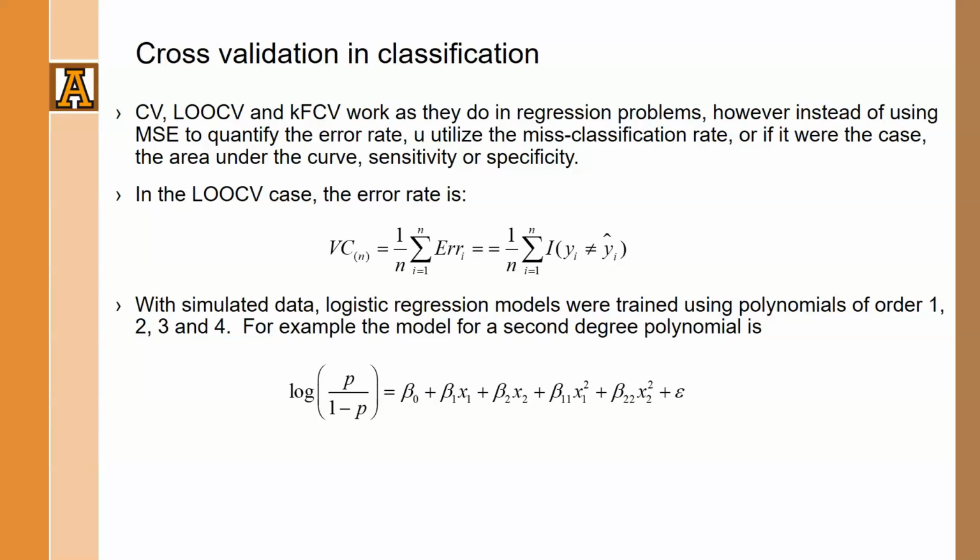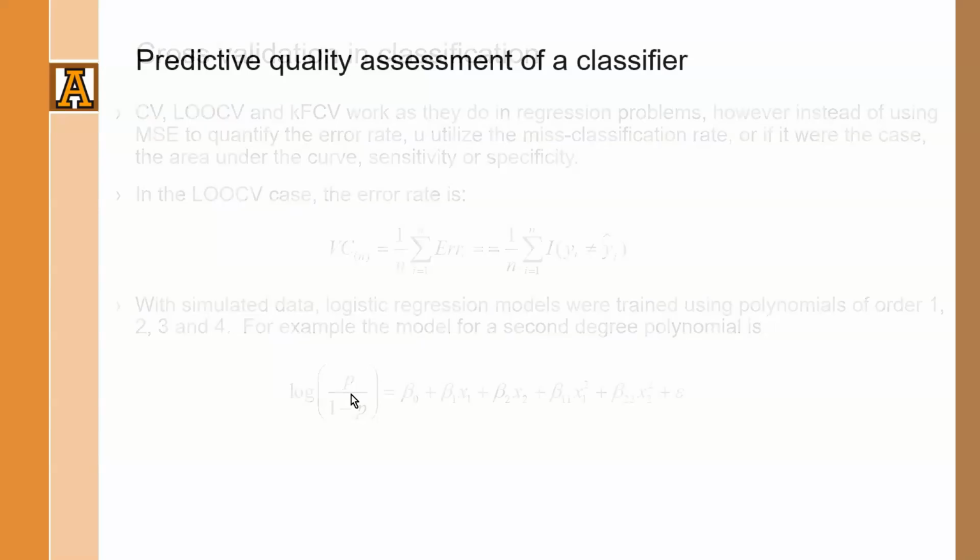This is again a set of data simulated from regression models using polynomials of order 1, 2, 3, and 4. For example, a second degree polynomial involves the first variable, second variable, first one squared, the second squared. It's an additive model. There's no interaction in the second degree model. Okay, that's a logistic example.